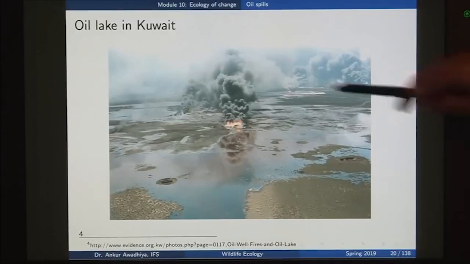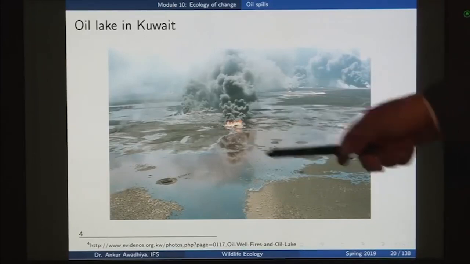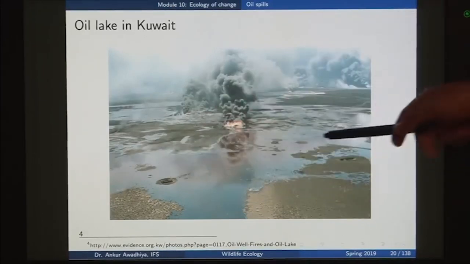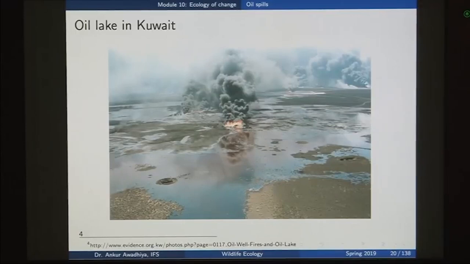So, when we say a terrestrial oil spill, this is how it looks. You have this area that is predominantly a desert area, and then you have an oil spill here. So, all these areas are now filled with oil. So, it becomes a lake of oil. So, that is a terrestrial oil spill.